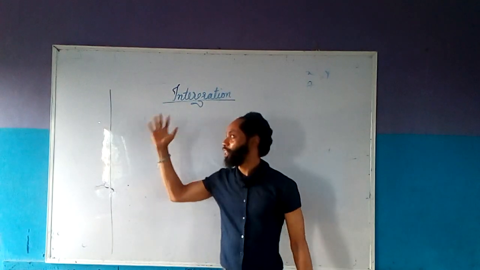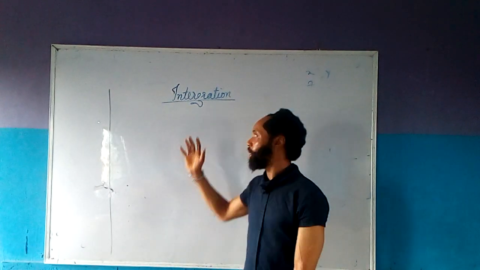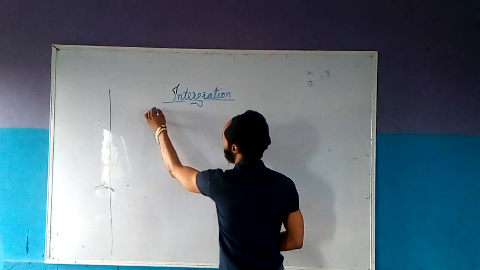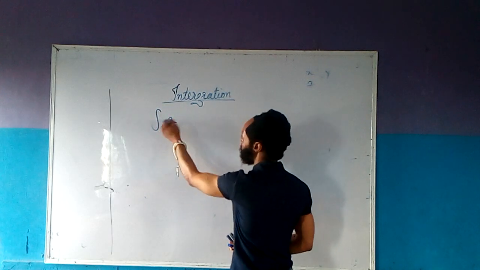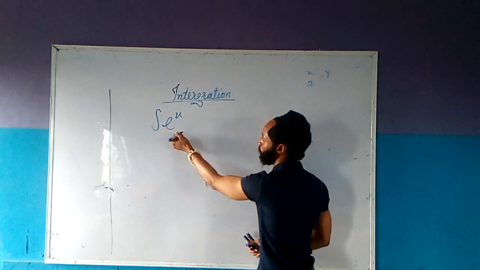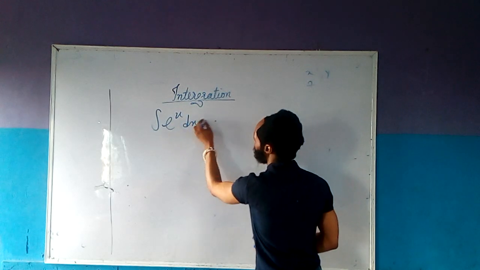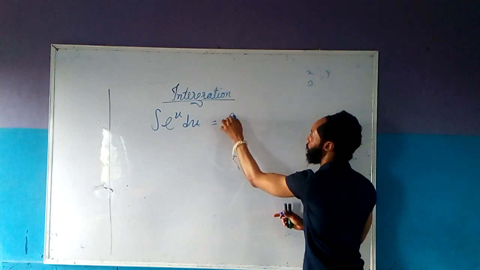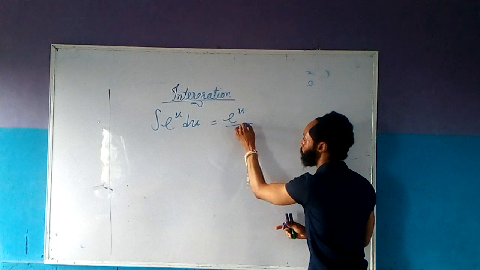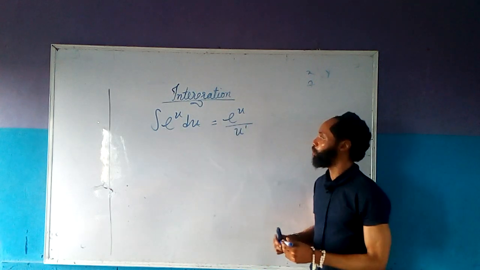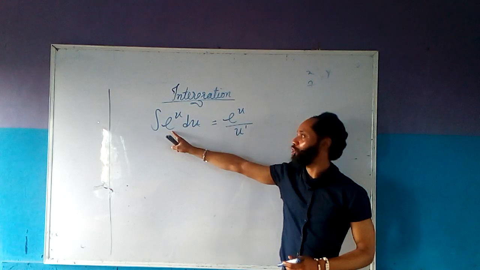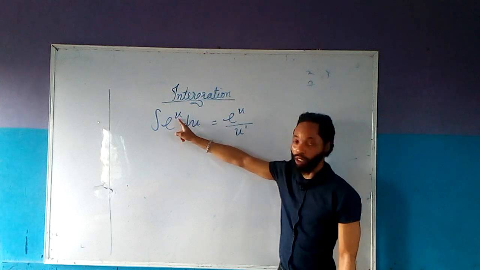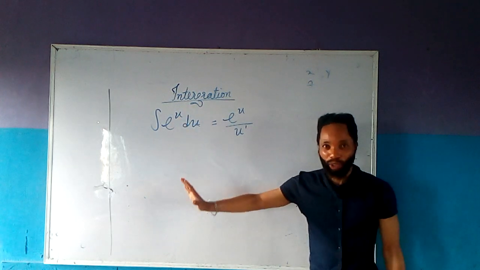Alright, now next up we will be looking at integrating exponential functions. Remember, the integral of e raised to power u dx is going to be e raised to power u over u prime. That's what you do when you want to integrate an exponential function. This will only happen when u is a function of x and your u has to be a linear function for this to happen.